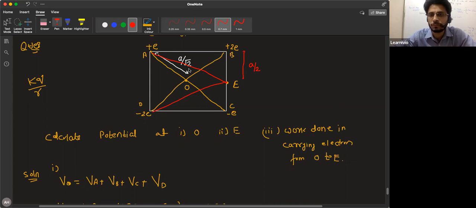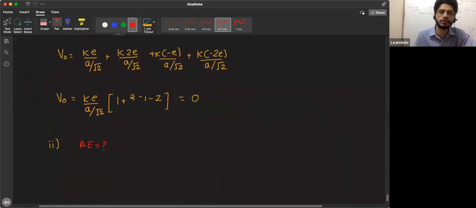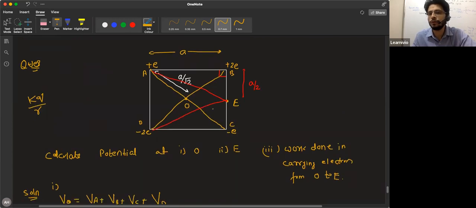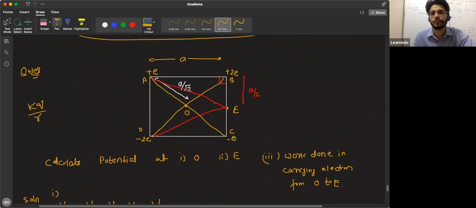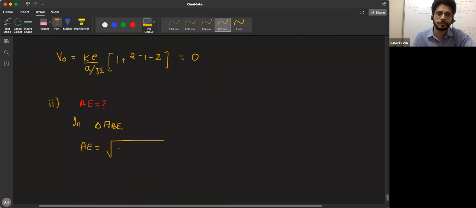So by Pythagoras, we will take root of (a by 2) square plus a square. See, this is in triangle ABE. You can use Pythagoras theorem for AE in triangle ABE. Pythagoras theorem says that AE is root over AB square plus BE square.